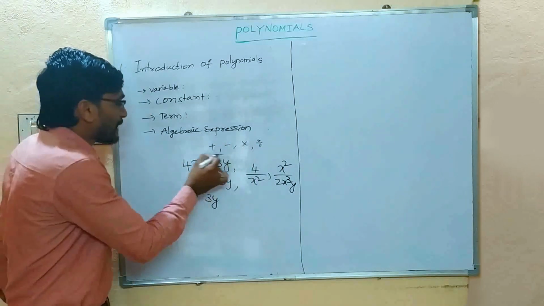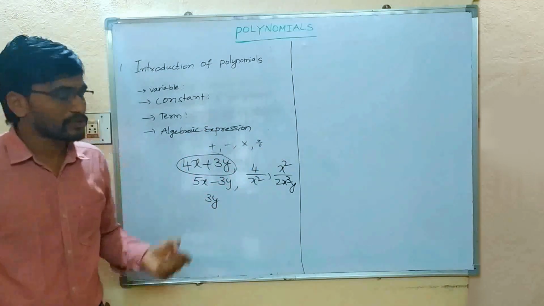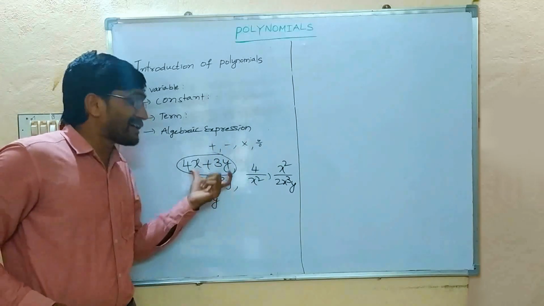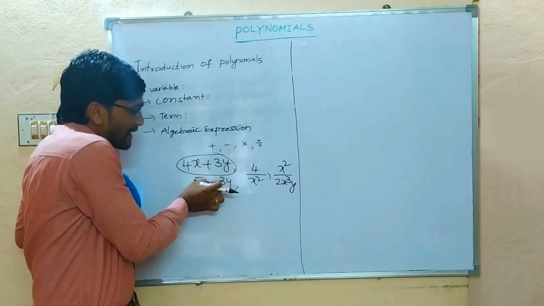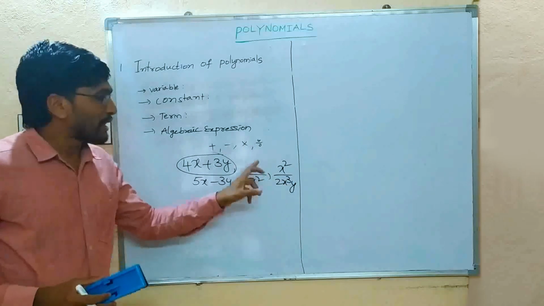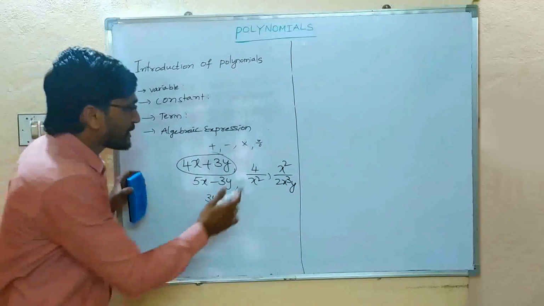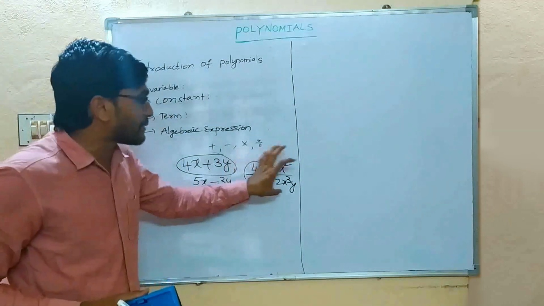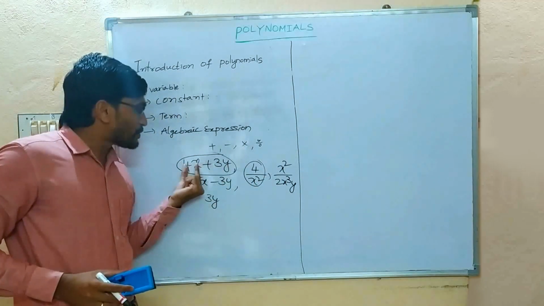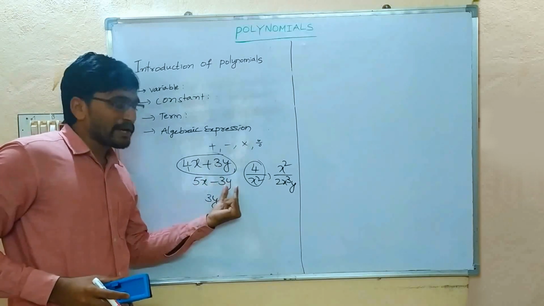Here we have to remember. In this 4x plus 3y, how many terms are there? So 4x plus 3y contains 2 terms. 5x minus 3y contains 2 terms. That means plus and minus only separates the terms. Multiplication, that is into, and division can't separate the terms. Here 4 by x square is only one term. X square by 2x cube y is only one term. 4x plus 3y, here we have two terms, that are 4x is one term, 3y is one term. 5x is one term, 3y is another term.